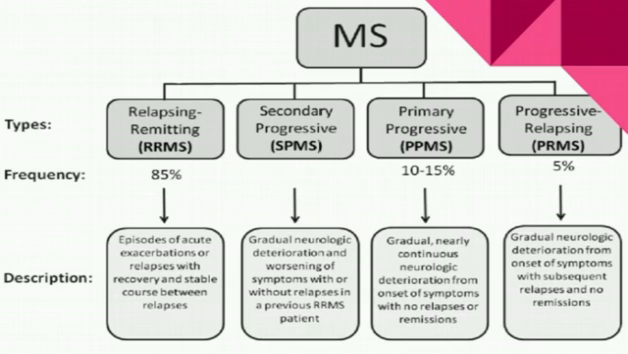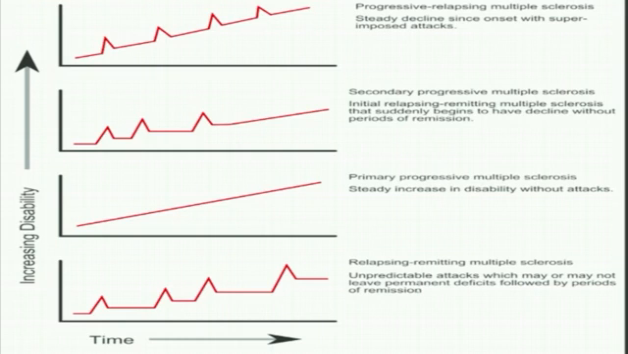This is another very good visual of the subtypes of MS, and I would reference this when studying, as it gives a very good description of each subtype and breaks it down very easily. This diagram shows a visual representation of the 4 subtypes of MS. The top chart is progressive relapsing multiple sclerosis, and you can see that there is a steady decline in a client's disability with superimposed attacks.